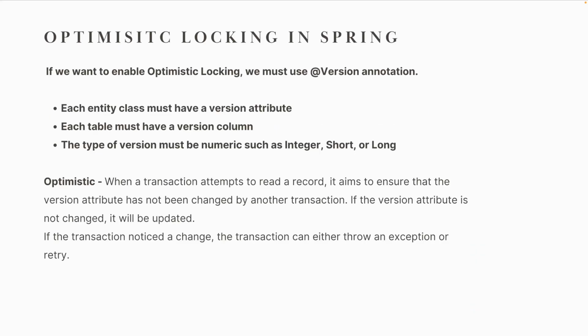If you want to enable optimistic locking in Spring, you're going to have to use a @Version annotation. If you haven't noticed already, Spring Boot is all about annotations, right? So each entity class must have a version attribute. Each table must have a version column. The type of version must be numeric, such as integer, short, or long. So when a transaction attempts to read a record, it aims to ensure that the version attribute has not been changed by another transaction. If the version attribute is not changed, it will be updated. If the transaction notices a change, the transaction either throws an exception or it retries.